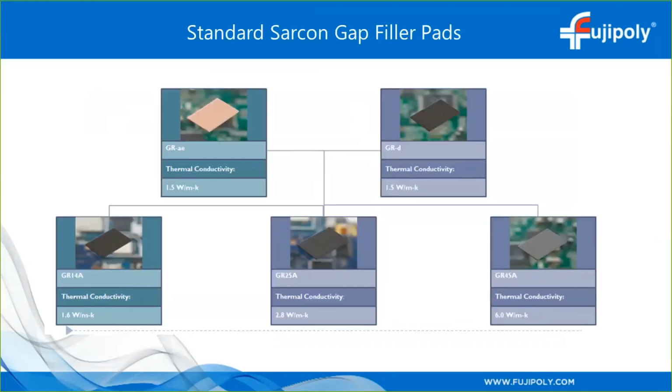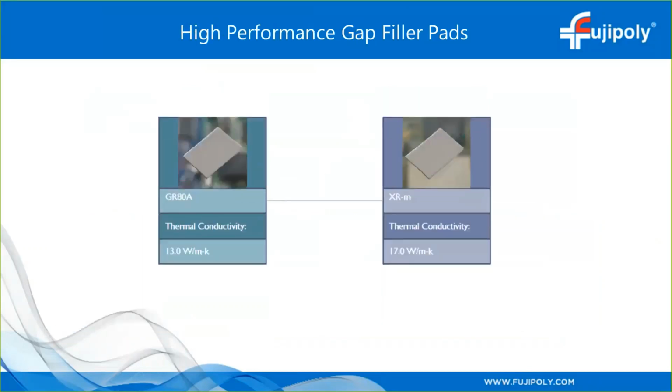So our standard gap fillers, we have a good number of gap fillers. We like to offer a wide variety of choices for our customers. Now, some of these come with different options, such as embedded mesh or a reinforcement layer on one side. They range from 1.5 to 6 watt per meter Kelvin, and these are pretty much considered to be general purpose pads. And then we have our high performance gap filler pads, which are typically reserved for high power output and small form factor dies.